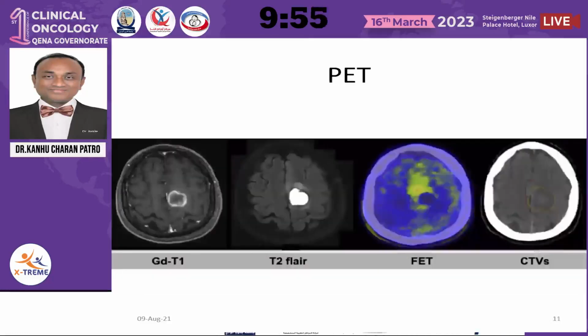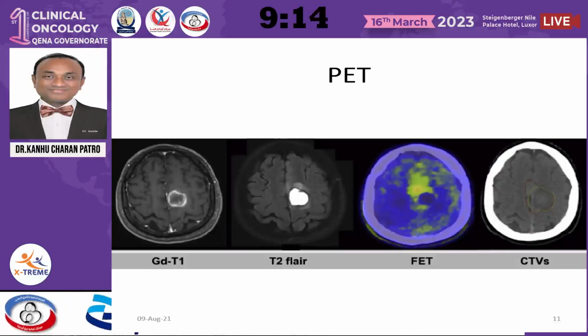If there is a PET scan, FET PET or methionine PET, you have a high chance of accuracy. You can see here the T1 contrast abnormality is not crossing to the opposite area, but PET shows that it is crossing to the opposite area. But considering PET in target delineation is not determined. Hope in future studies they will include it, or according to the availability of imaging.